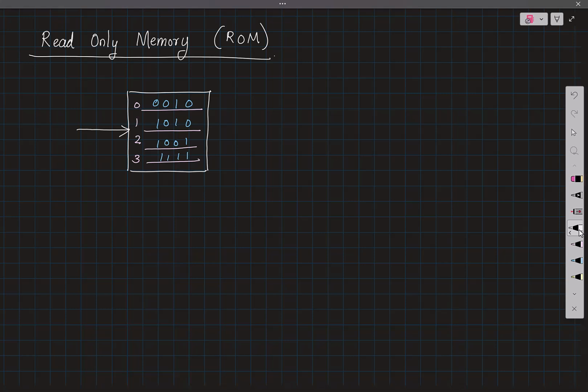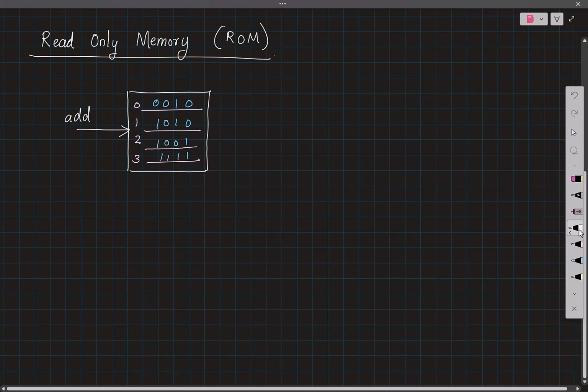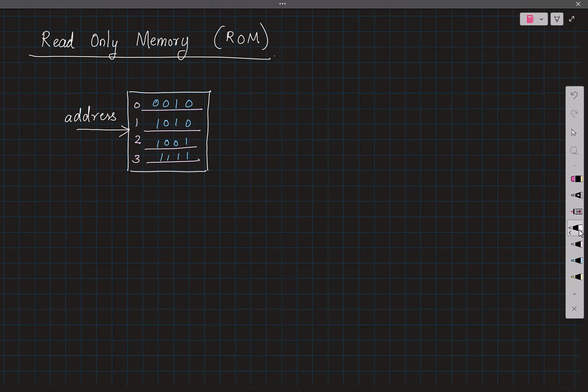So this is a memory block. I have stored some information inside it, right? What do you think should be the input? Address, right? So if you want to read out the data in a particular position, you will have to give the address from which you want the data to be read out.